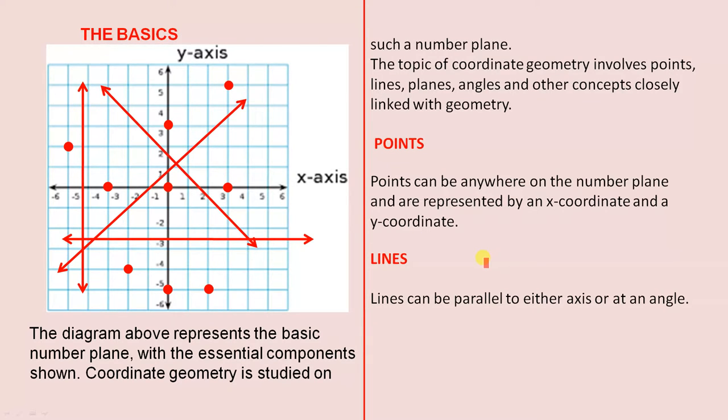Lines. Lines can be parallel to either axis or at an angle. So this line here is parallel to the x-axis, this line here is parallel to the y-axis, and these two lines here are inclined. They have an inclination to the x-axis. They are not parallel to either axis.